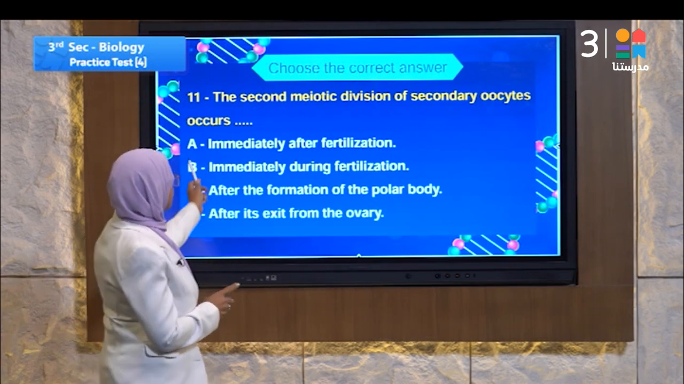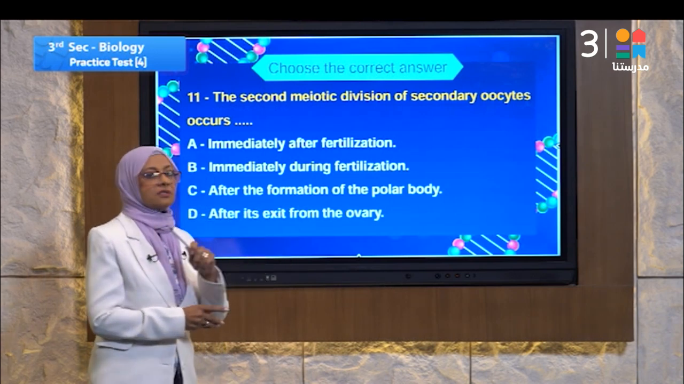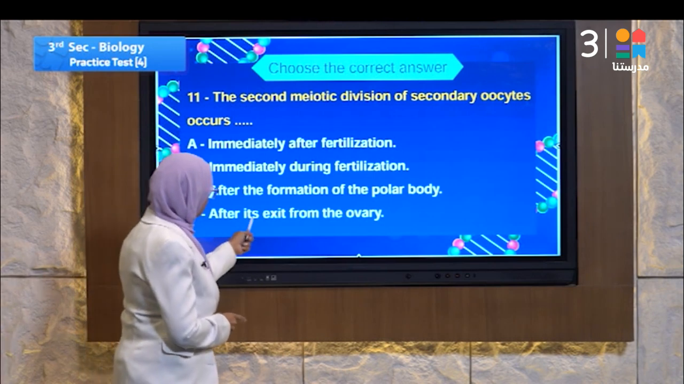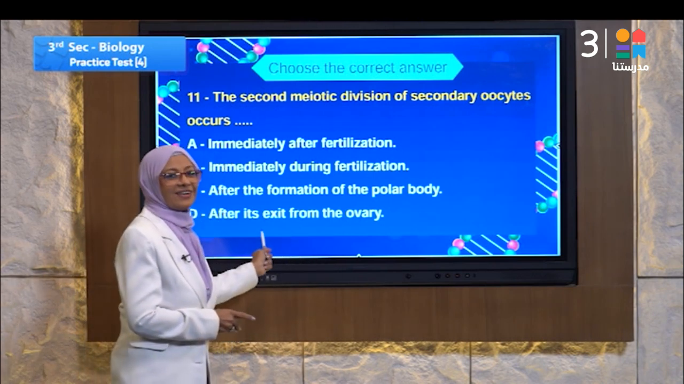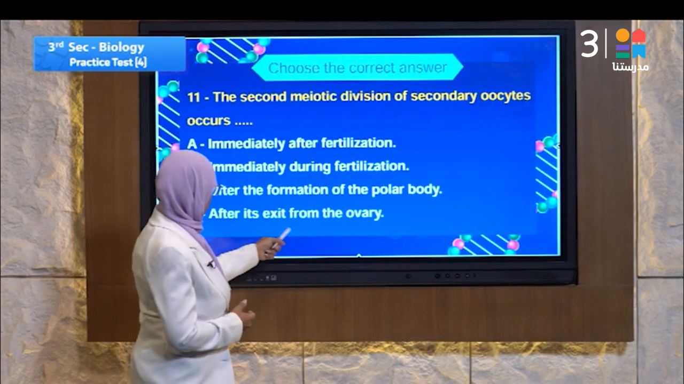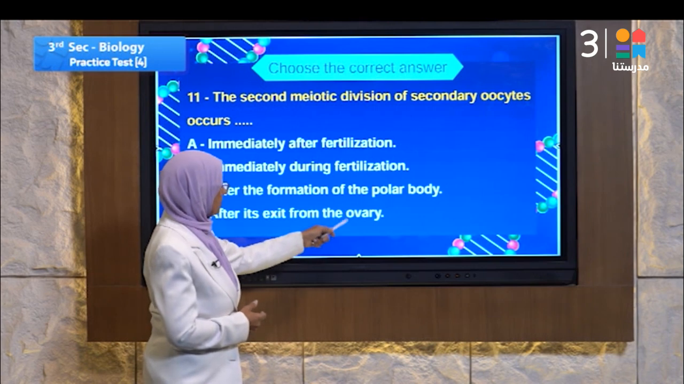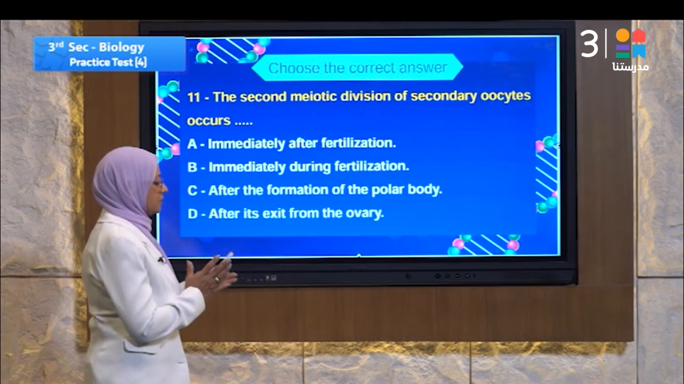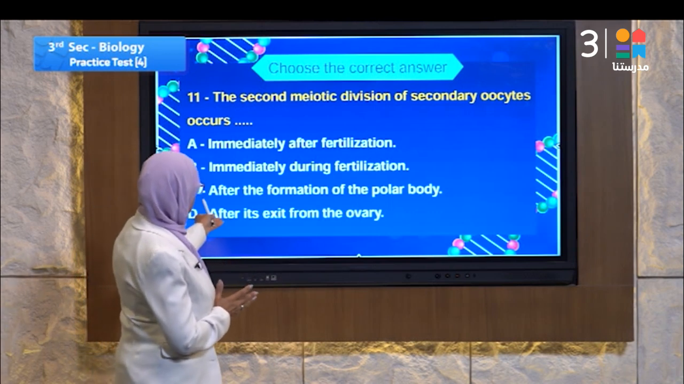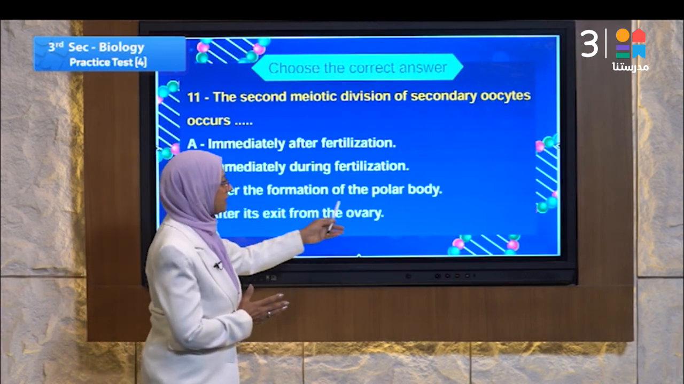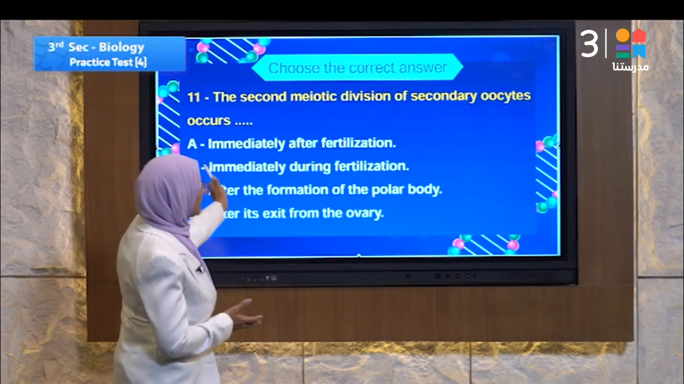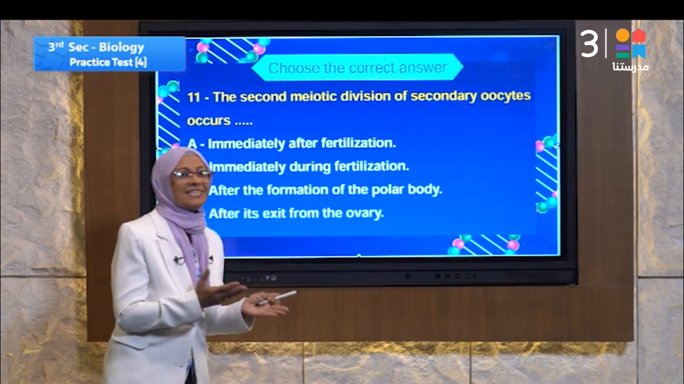A, immediately after fertilization? No, it's not done after fertilization. D, after it exits from the ovary? No, it's not done after it exits from the ovary. C, after the formation of the polar body? No, the polar body is formed after this. B, immediately during fertilization? Yes, that's the answer.